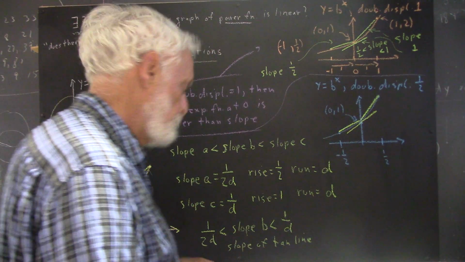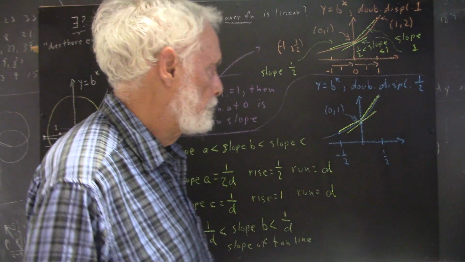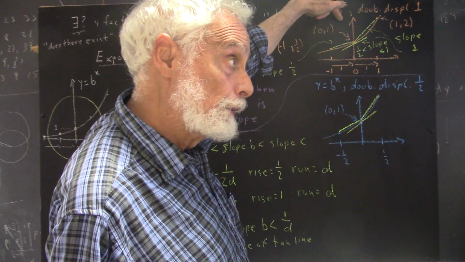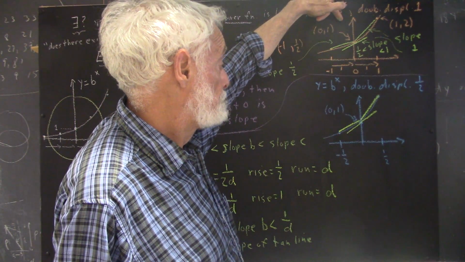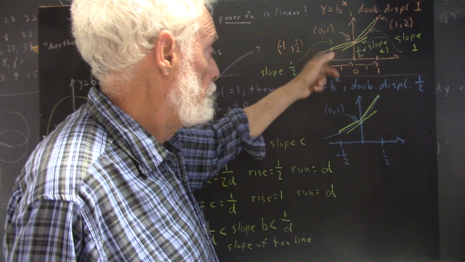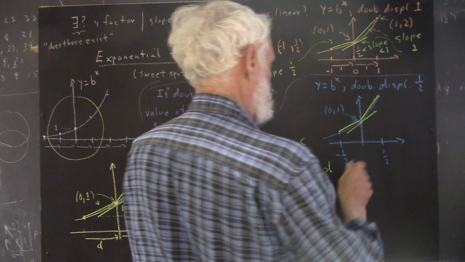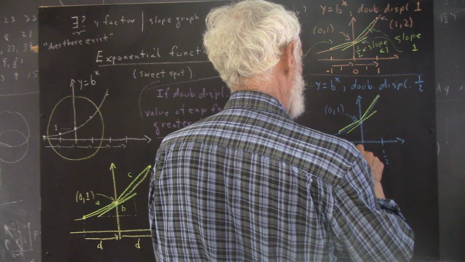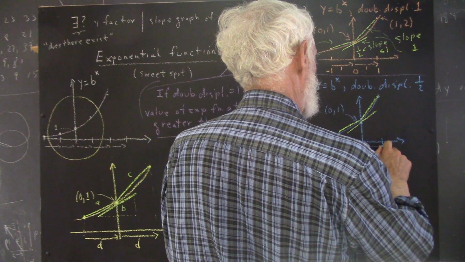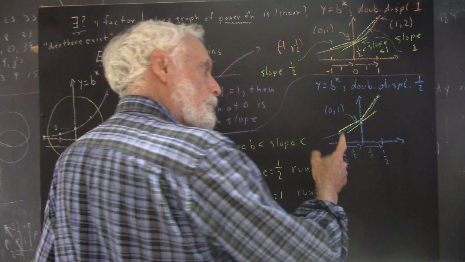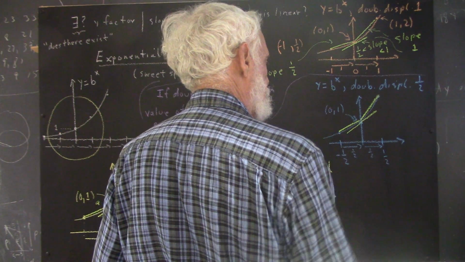Now, hopefully, you've constructed this picture, which, except for the color, is identical to this picture, except for the fact that your doubling displacement is 1/2, which means if I want to draw the arrows, I've got 1/2 here, I've got 1/2 here, telling me that my x coordinates are -1/2 and 1/2.